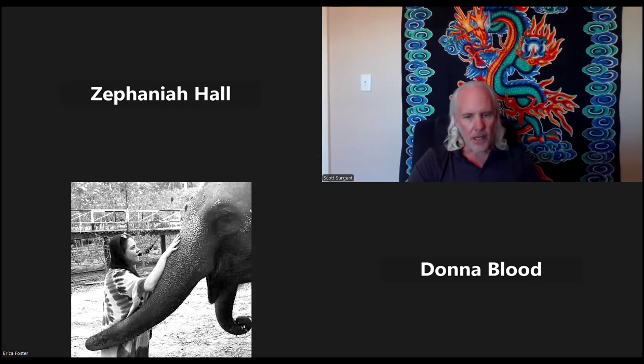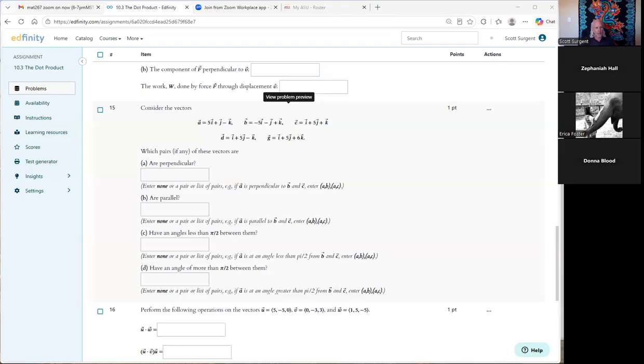I'm going to share the screen here. So we have five vectors. This is 10.3, number 15. And we want to see which ones are perpendicular, and so on and so forth, parallel. They're going to be parallel if they are multiples of one another. Yeah, if there's a scalar, right?